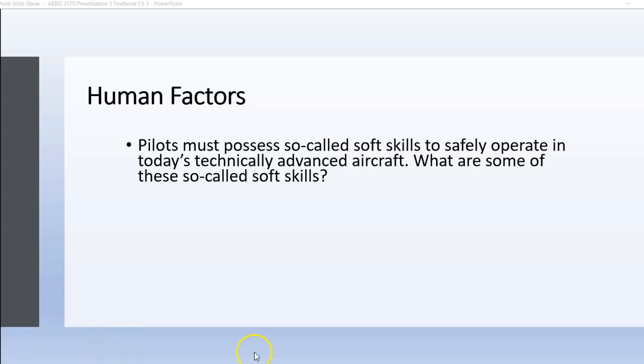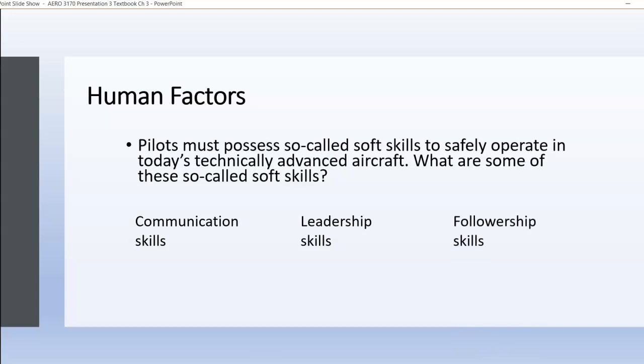So what are some of these soft skills? Soft skills include communication skills, your ability to communicate with your crew members. Leadership skills. As captain, you need skills to lead your crew in an effective manner. And followership skills. As the first officer or cabin crew, you need to have certain skills in order to follow the captain's lead.